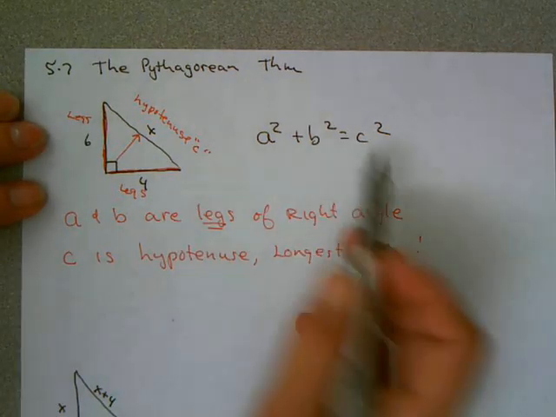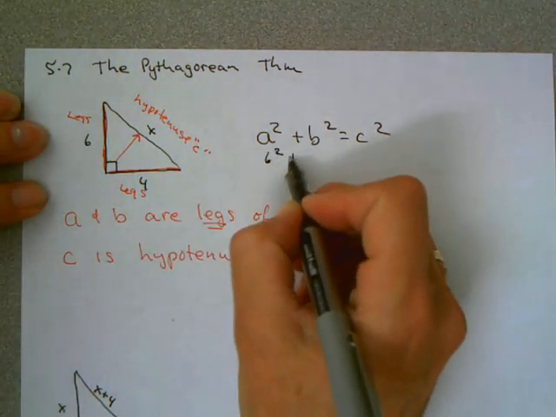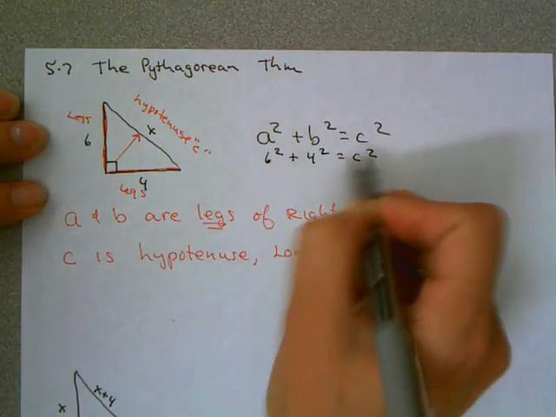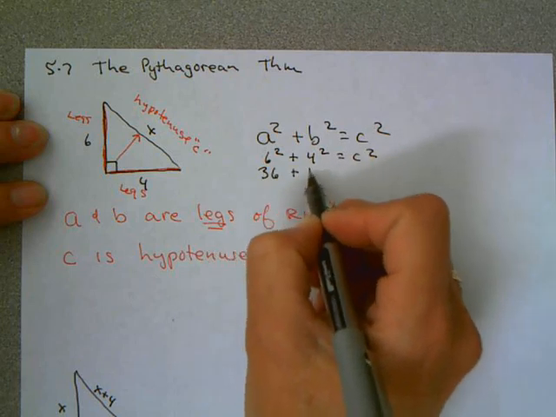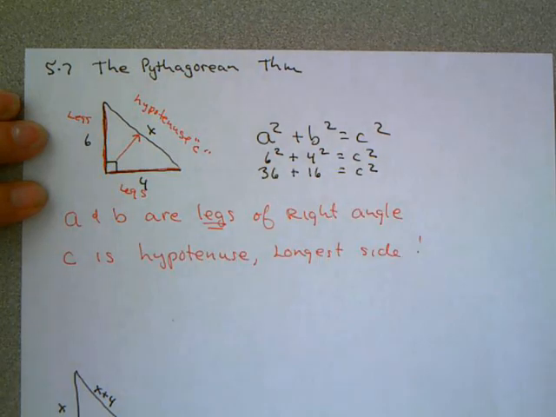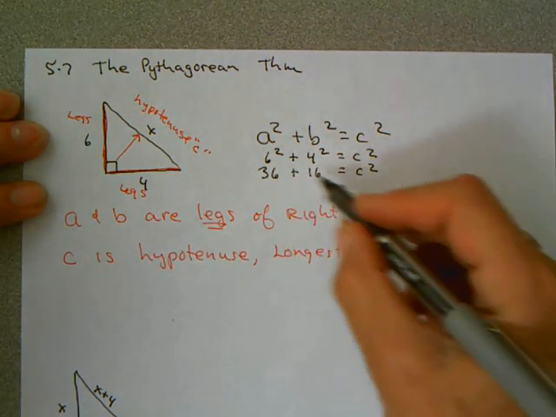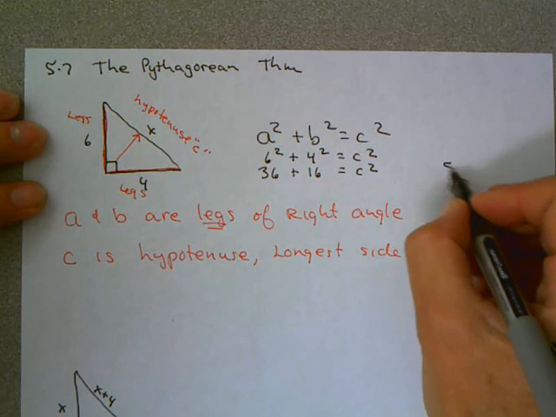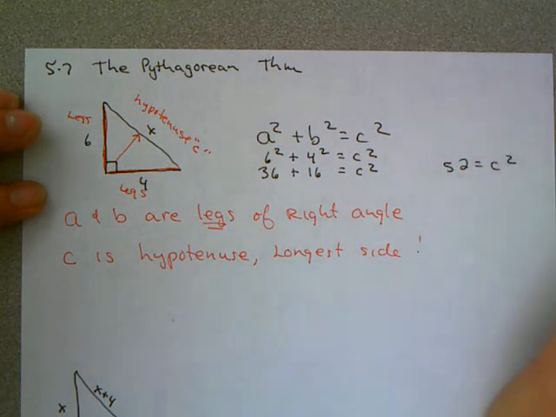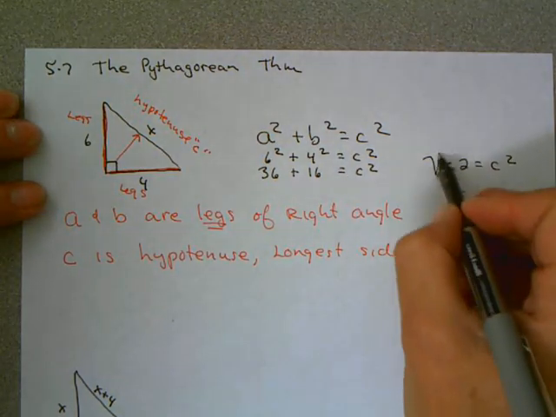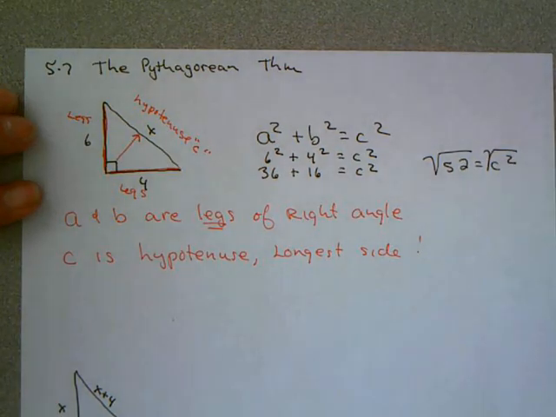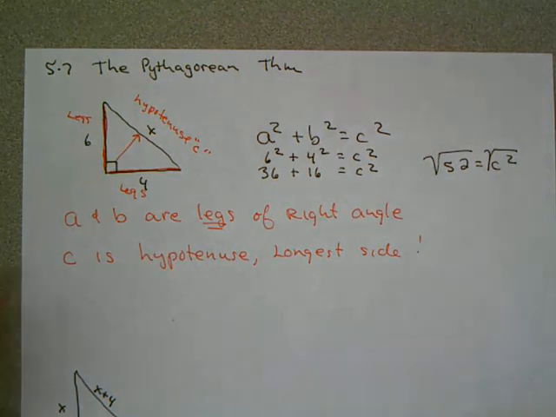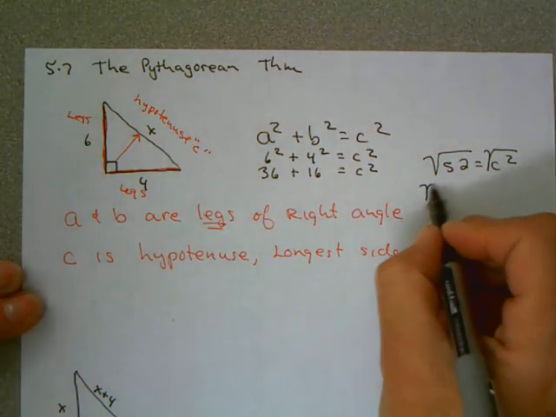Now if I want to find this hypotenuse here, it's a simple question of writing down my formula, plugging in what I know, and working it out. Notice I've got 36 plus 16 equals c squared. 36 and 16, 52 equals c squared. Now when we square root this, we are interested in this course in getting exact answers. So we're going to need simplest radical form.